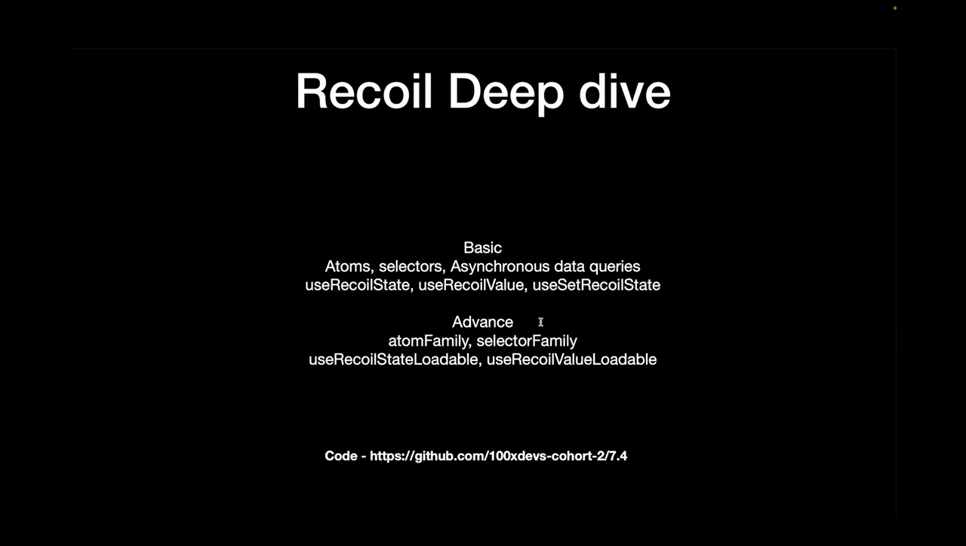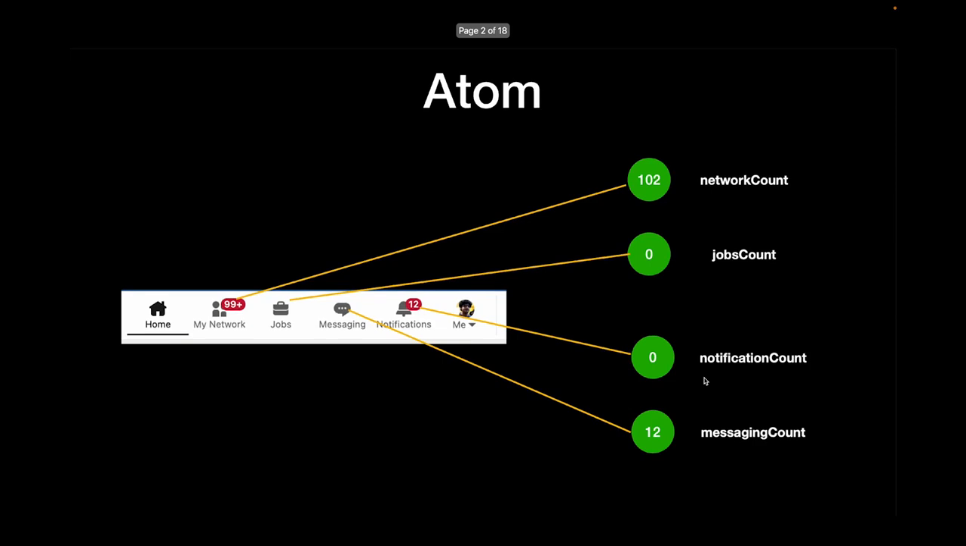In the advanced section, none of this we have covered until now. We will cover atomFamily, selectorFamily, useRecoilStateLoadable and useRecoilValueLoadable. These two are extra ways for you to get state. All right, let's get right into it.